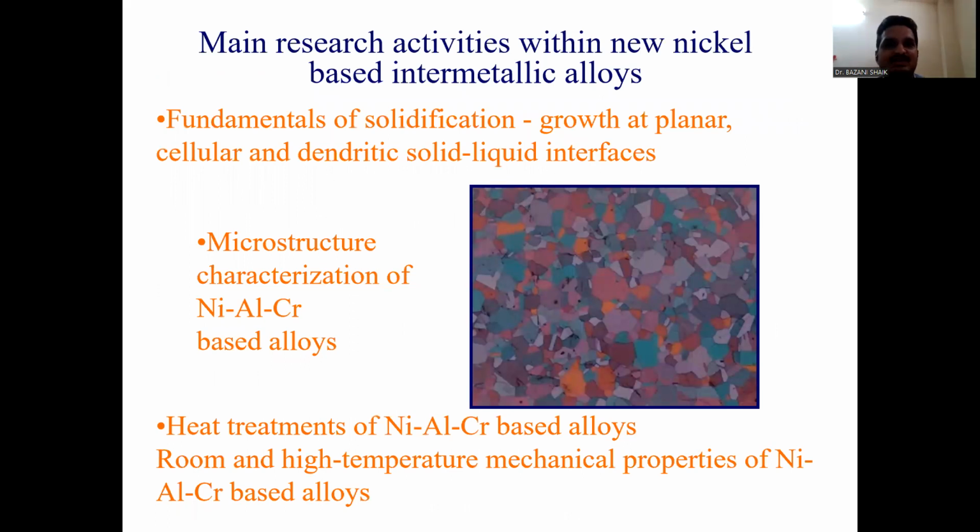And coming to nickel based alloys, the main research is going on with nickel based intermetallic alloys, and how this concept is useful for growth of planar cellular and dendritic cellular liquid interfaces, depending upon the microstructures. It covers characterization and heat treatment of nickel aluminum chromium based alloys, and their room and high temperature mechanical properties. These are combinations of the elements nickel, aluminum and chromium. This is the concept involved in these nickel based super alloys.